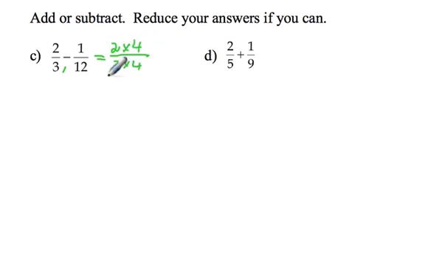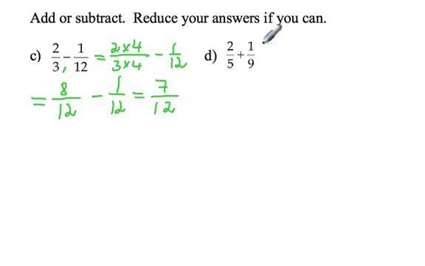3 times 4 will give us 12, but whatever we do on the bottom, or in the denominator, we have to do on the top, or in the numerator, minus 1/12. And that equals 2 times 4 is 8, so we have 8/12 minus 1/12. And that equals 7/12.